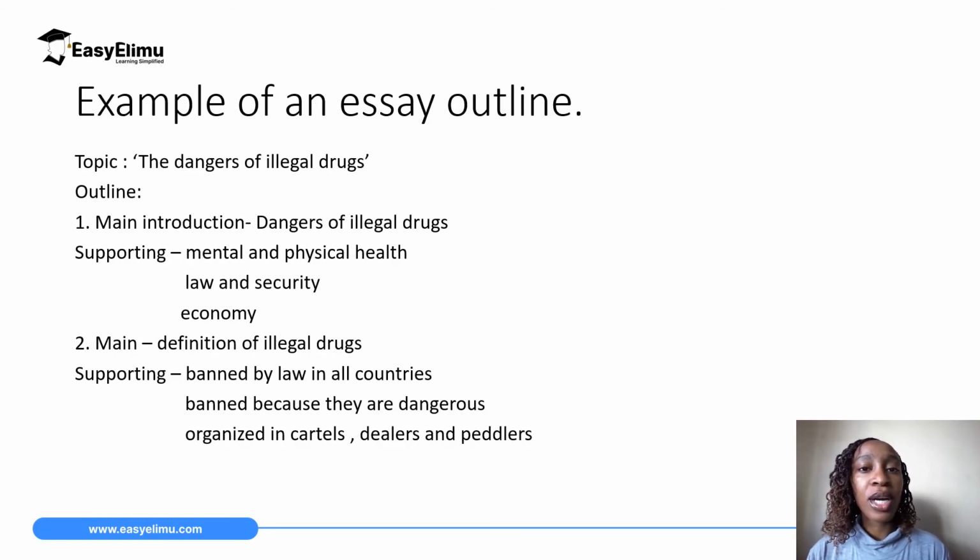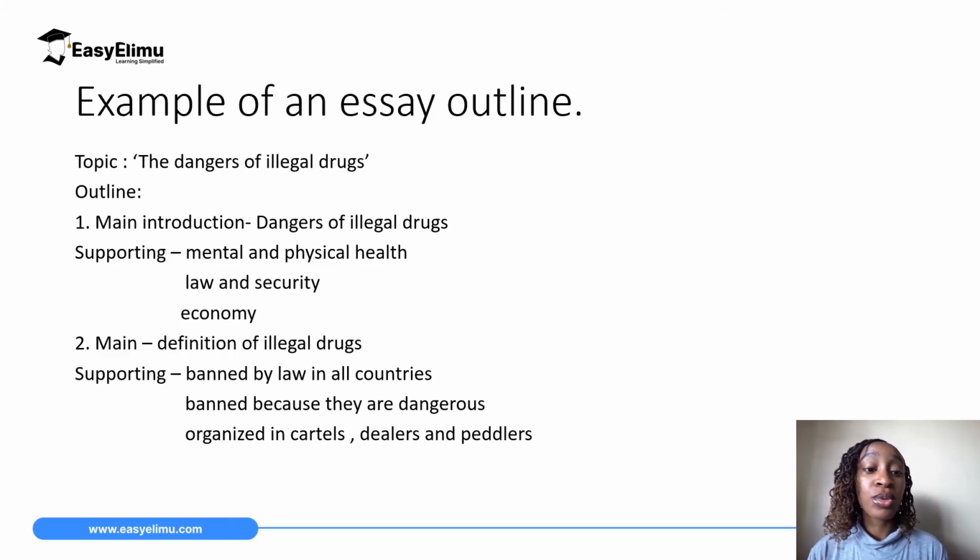So we can have a look at an essay outline just to see what your essay outline or essay plan may look like. For this example here, we have the topic being the dangers of illegal drugs. That is the topic. So you know that whatever is being talked about here has to do with illegal drugs and their dangers or their effects. And so you can see number one there, the main point, the first point there is the introduction, which is dangers of illegal drugs.